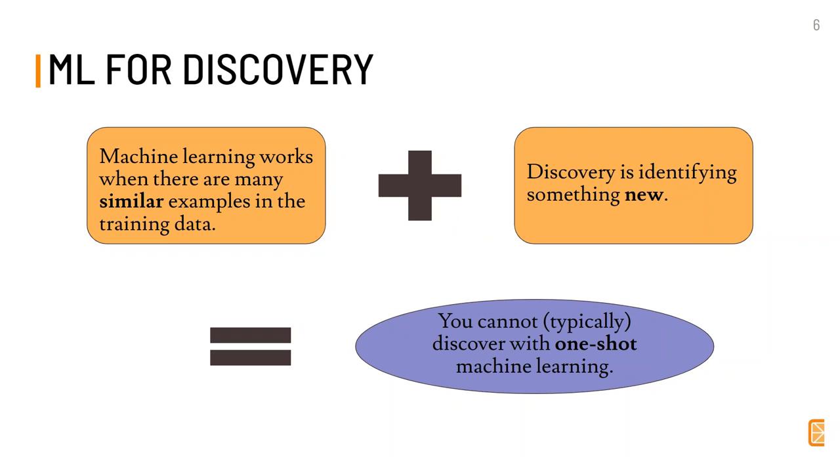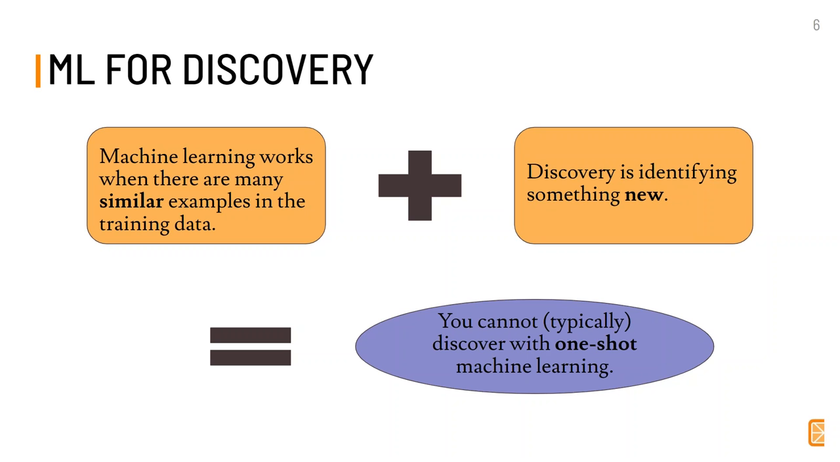Machine learning works best when you have a lot of similar examples in your training data, and you're just looking for basically, what's the most similar? How do I sort of fill in the gaps? How do I interpolate? And machine learning models are incredibly effective and incredibly accurate in that regime. But when we're doing discovery, we're fundamentally looking for something new. And if it's new, it's probably not similar to anything in our training data.